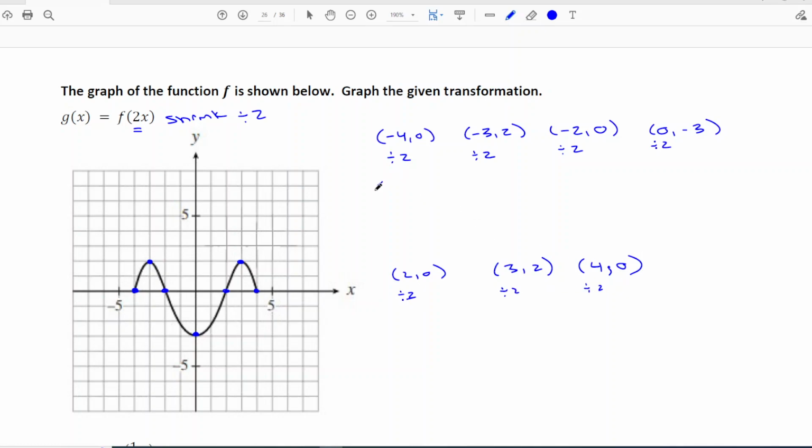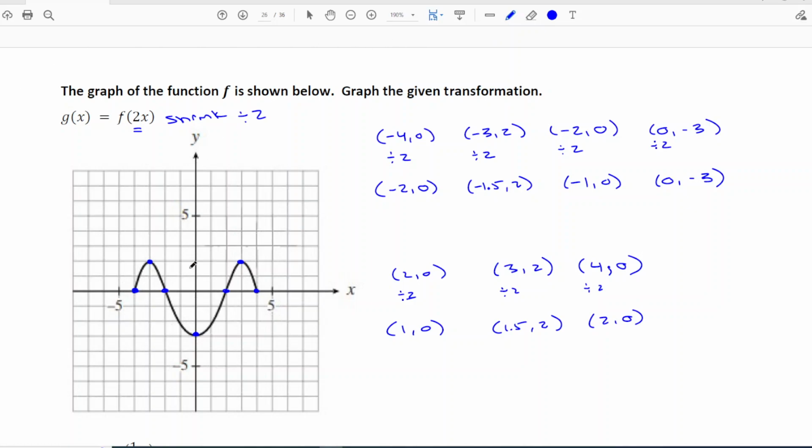Okay, so for this one, -4 divided by 2 is (-2, 0). Then I've got (-1.5, 2). And then I've got (-1, 0), (0, -3), (1, 0), (1.5, 2), and lastly (2, 0).